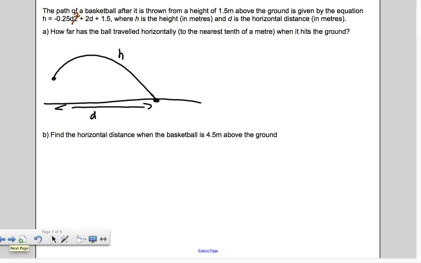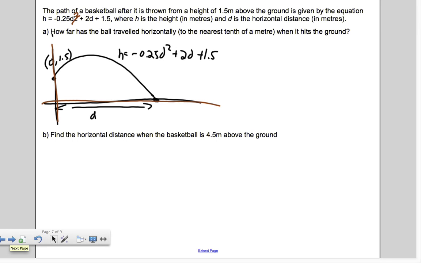And this is the equation: h is equal to negative 0.25 d squared plus 2d plus 1.5. So what's the value of h when d is 0? 1.5, it makes sense, right? So here is (0, 1.5). That's the height, that's where we're releasing the ball. So we have a coordinate plane right here, in red.